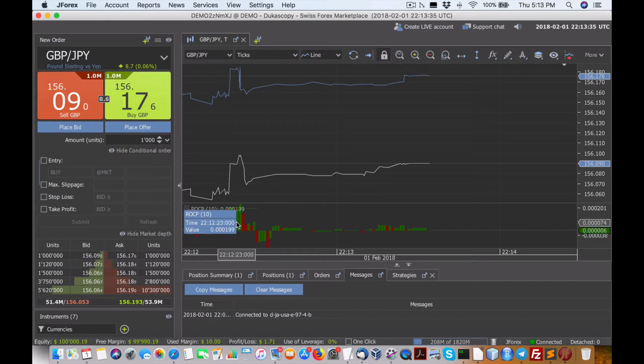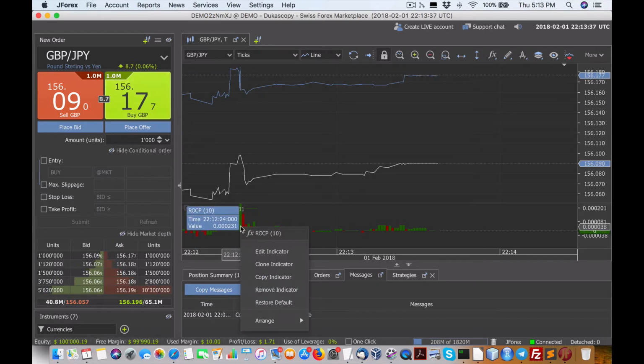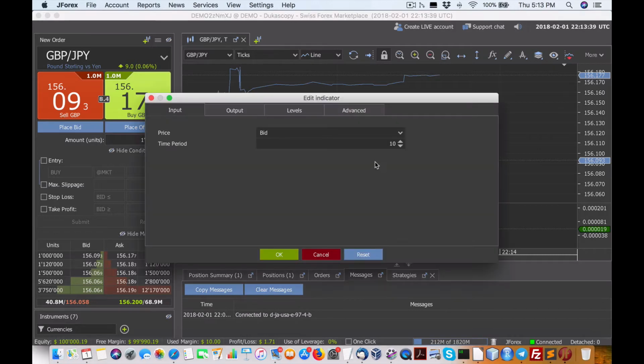So I set up the indicator, and it's percent of change, so the normalization is built in. As I said, I'm working off of the bid.